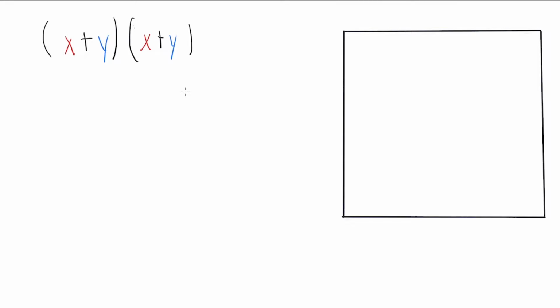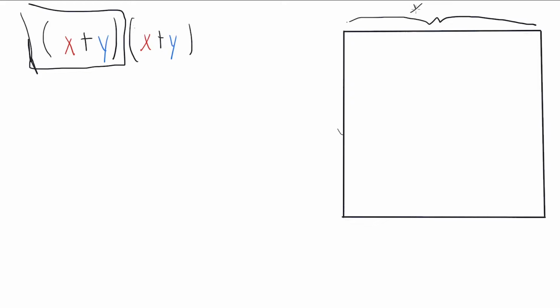Let's do the distributive property, but geometrically. So as you can see here, we have two binomials, and they just so happen to be the same. Now let's let this first binomial be equal to the side length, this side length in particular, of this shape. So this side length is x plus y. Let's do the same thing down here for the second binomial. Let's make this equal to x plus y.